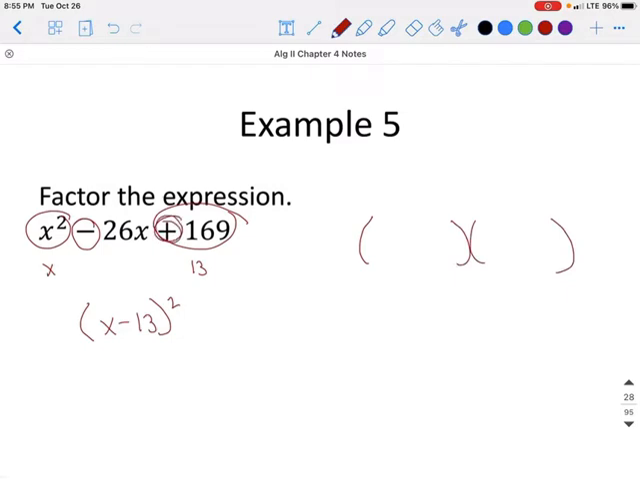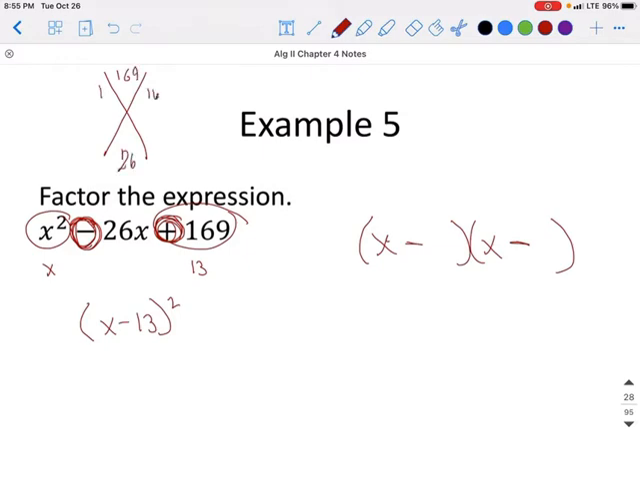So because this is negative, you do know the signs are going to be the same. Since this is positive, we do know the signs are going to be the same. Since this is negative, we do know both signs will be negative. Multiplies to get x squared is x and x. And then we're going to break down the factors of 169 to add to give us 26.